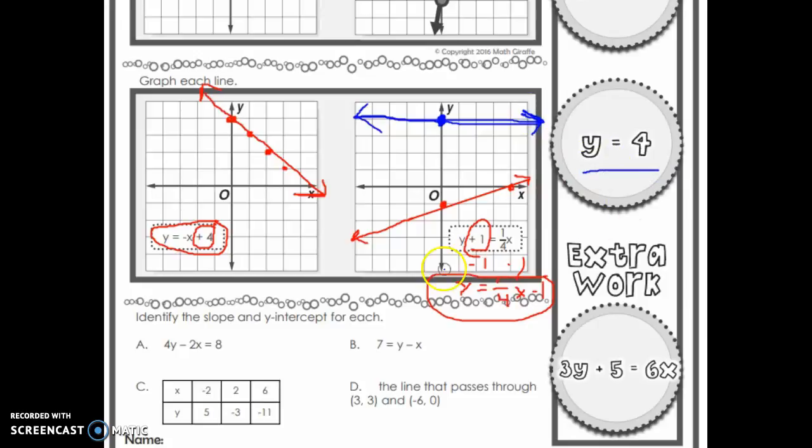Now let's try some problems at the bottom. It says identify the slope and the y-intercept for each. Did you notice in this problem it's not in y-intercept form? So we have to do a little bit of algebra, which is fine. The first thing we always want to remove is the things being added or subtracted from the y. So -2x is the first thing I want to move.